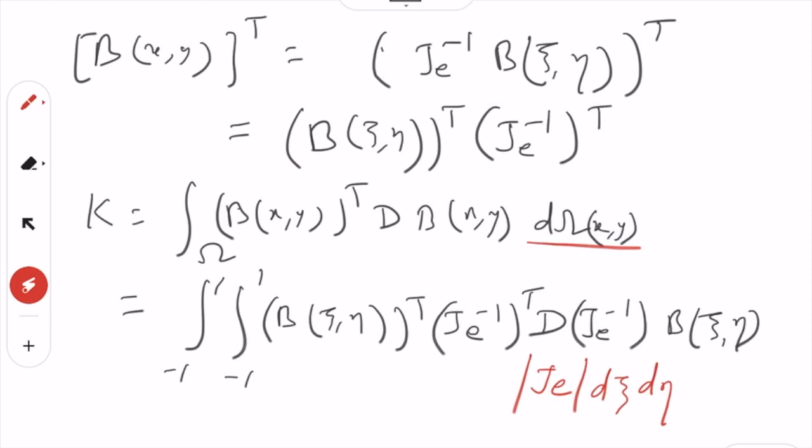So k will be equal to the integral of the transpose of the inverse of the Jacobian matrix times the B matrix in terms of ξ and η, multiplied by D, then multiplied by the inverse of the Jacobian matrix and the B matrix, and then the determinant of the Jacobian matrix, and then dξ dη. So this is how k can be found.